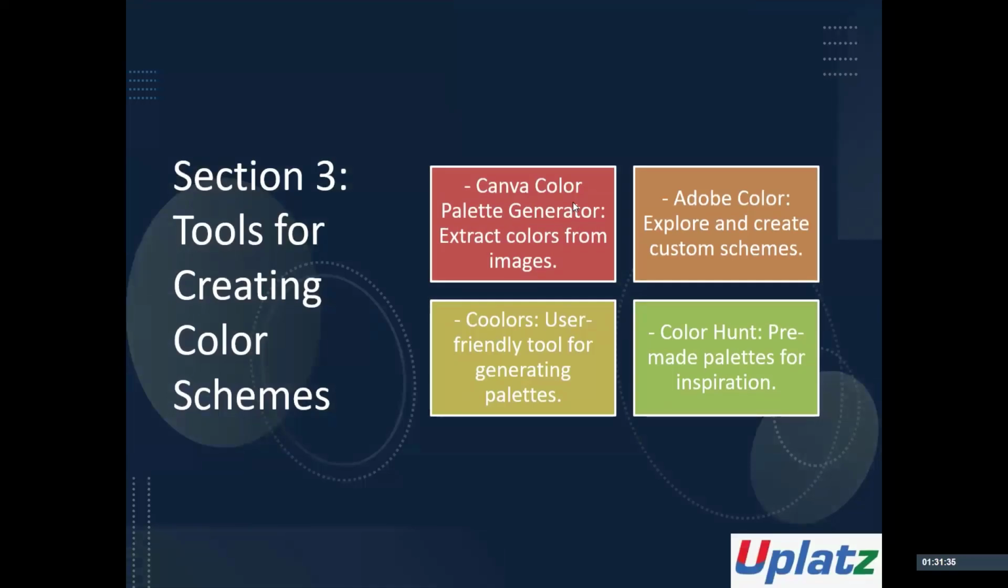The last section consists of tools for creating color schemes. We can understand and create this by using Canva in the next lessons, but it's very important to understand all the tools which exist in the market. So we have the Canva color palette generator, which can extract colors from images. We have Adobe Color, which explores and creates custom schemes.